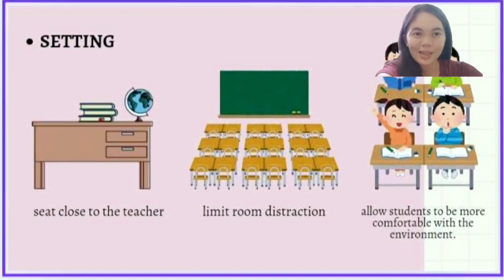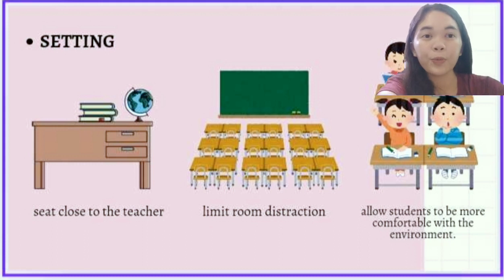So third, settings. So for example, sitting close to the teacher can offer several benefits that enhance learning and engagement. So second example, limit room distractions. By implementing these strategies, you can create a more focused and distraction-free learning environment that helps students concentrate and succeed academically.